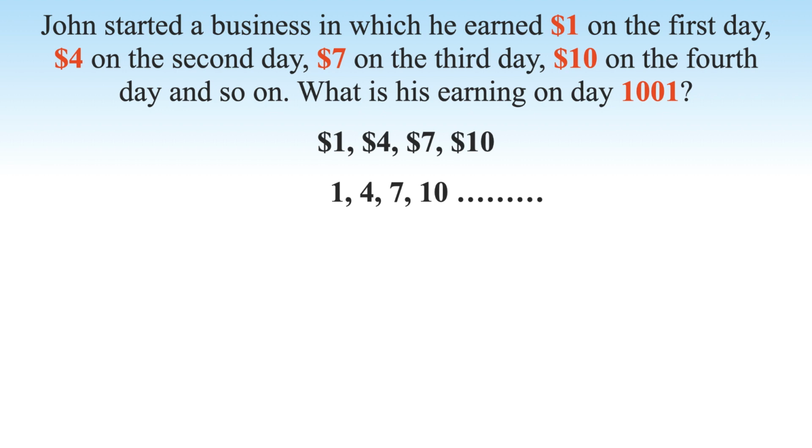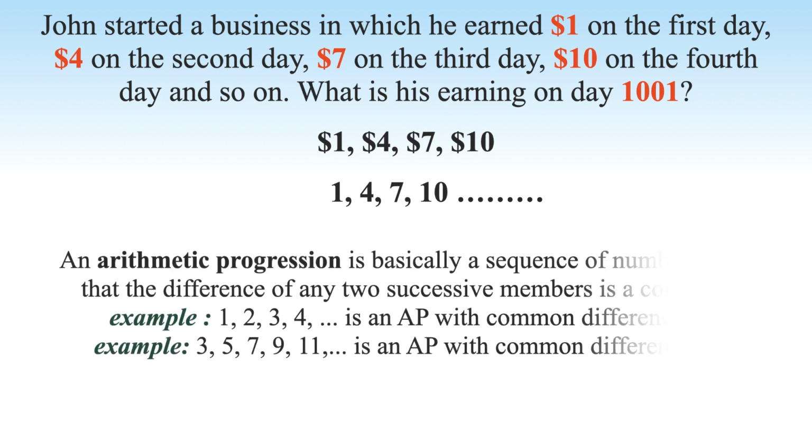The pattern looks like an arithmetic progression. Hence, the earnings each day are in arithmetic progression where each term has a common difference, that is, the difference in each consecutive term is constant. An arithmetic progression is basically a sequence of numbers such that the difference of any two successive members is a constant. For example, the sequence 1, 2, 3, 4, etc. is an arithmetic progression with common difference 1. Similarly, the sequence 3, 5, 7, 9, 11 is also an arithmetic progression with common difference 2.